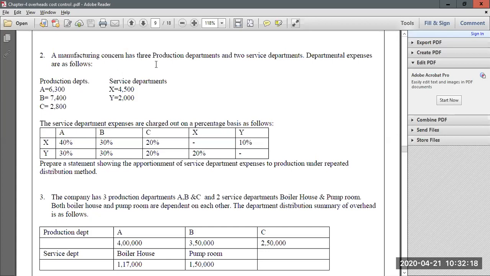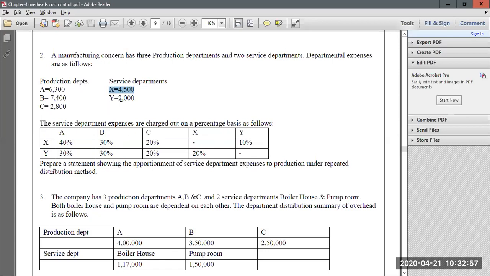A manufacturing concern has 3 production departments and 2 service departments, and departmental expenses are as follows. So in a particular factory there are 3 production departments A, B and C and 2 service departments X and Y. And in the table below they have given that the service department expenses are charged out on a percentage basis as follows. That means whenever you are allocating the overheads of service department X, you should allocate in the proportion of the percentages below. They have given 40% for department A, 30% for B, 20% for C, and for Y it will be 10%. If you convert these percentages into a ratio, it will become 4:3:2:1.